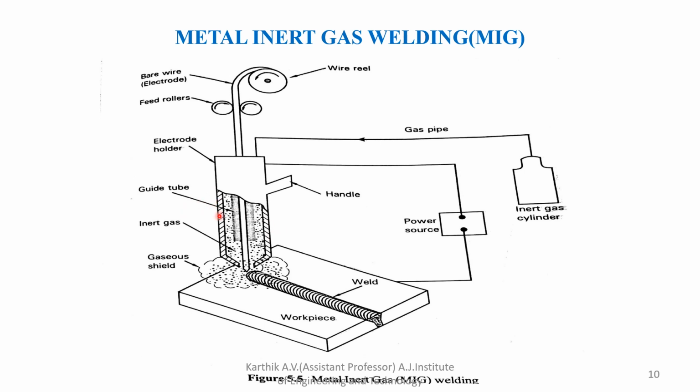Before the operation we have to clean the joining place and place the two metals properly, then supply the current to the electrode gun. Because of that current the metal will melt, and the melted part will be deposited in between the workpieces.